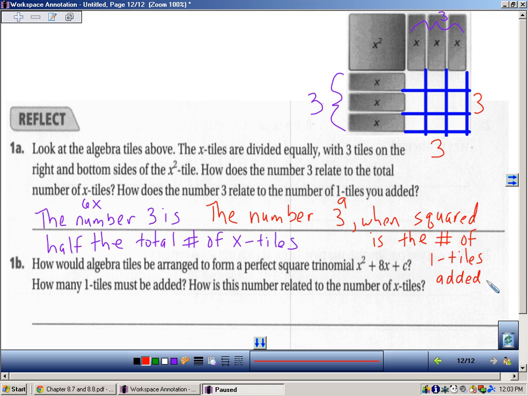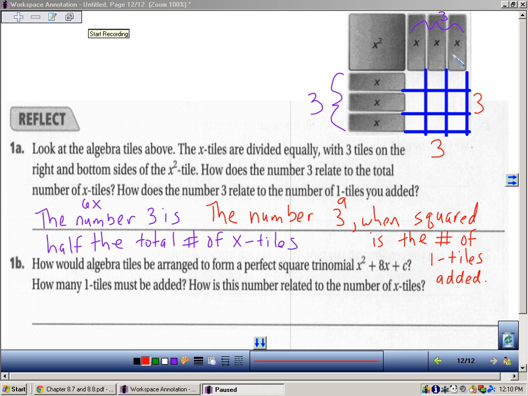All right. Now let's read 1b. How would algebra tiles be arranged to form a perfect square trinomial x squared plus 4x plus c? How many 1 tiles must be added? How is this number related to the number of x tiles? All right, so how would they be arranged? Well, first of all, based on our previous example, if you have 6x tiles, then you have to have the same amount on either side.